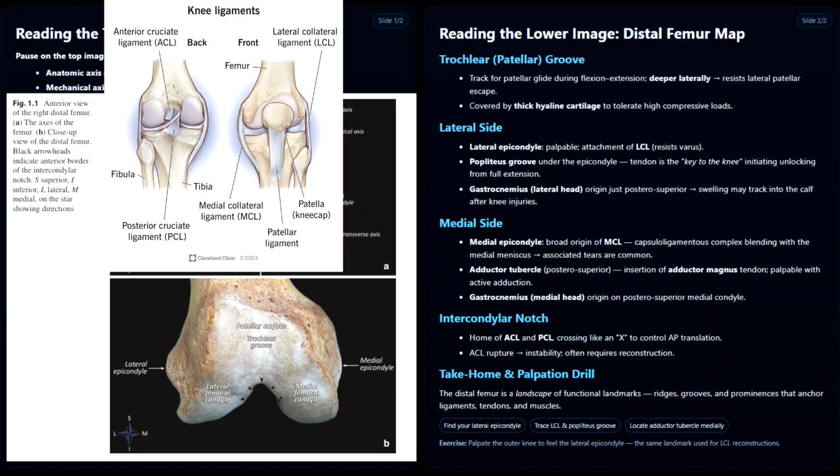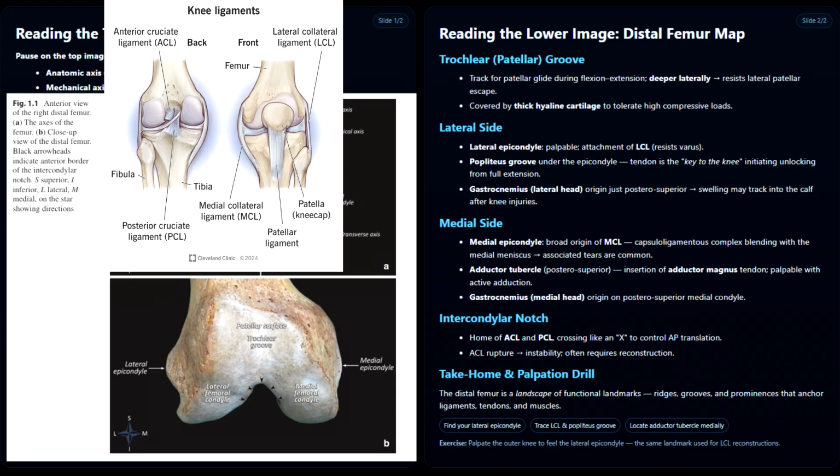This is no empty space. It is the home of the cruciate ligaments. The anterior cruciate ligament and posterior cruciate ligament anchor here, crossing each other like the legs of an X to control forward and backward translation of the tibia under the femur. Damage here, such as an ACL tear, is one of the most dreaded sports injuries, often requiring surgical reconstruction.